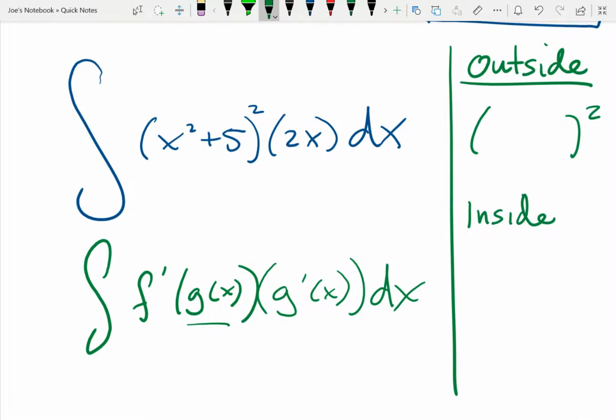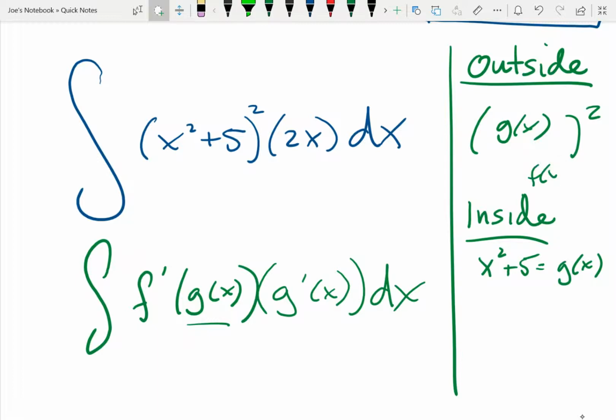And what's inside my shell? Well, that's your x squared plus 5. And your book will ask you to call that the g of x. That's this part that's in here. Right? They'll ask you for the f of x. They'll say f of x is input squared, x squared. The g of x is the x squared plus 5.